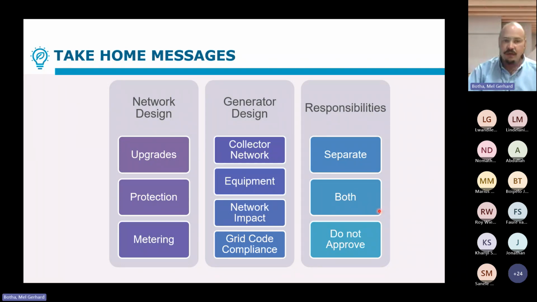Others are both parties' responsibilities, where, for instance, on the protection, you would collaborate because you want to coordinate the protection between the two plants. But be very careful. Whatever the generator submits to you in terms of their plant design, you can ask for it, but you do not approve it. So you do not take that responsibility.